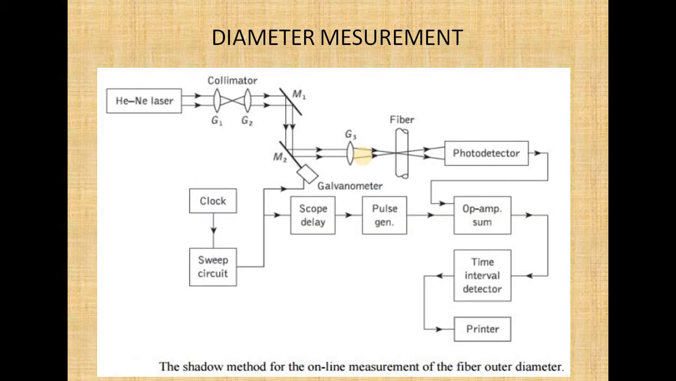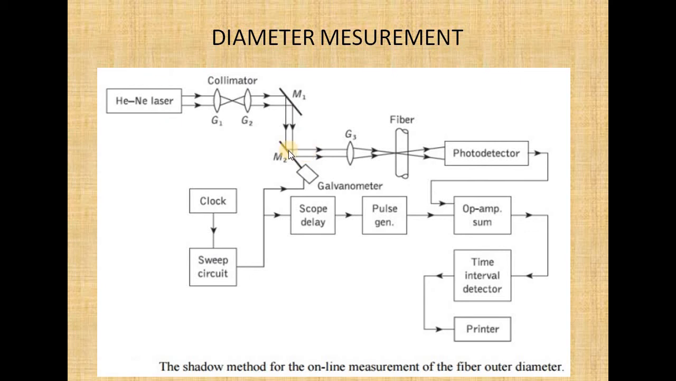Next, diameter measurement. The inner and outer diameter of an optical fiber is measured using this setup. Here, a helium neon laser is used to emit the optical signal. The collimator consists of two lenses G1 and G2, and the beam is reflected by mirrors M1 and M2. The galvanometer, which is connected to M2, is made to rotate through a small angle at constant angular velocity. The velocity of mirror M2 is measured using this galvanometer.